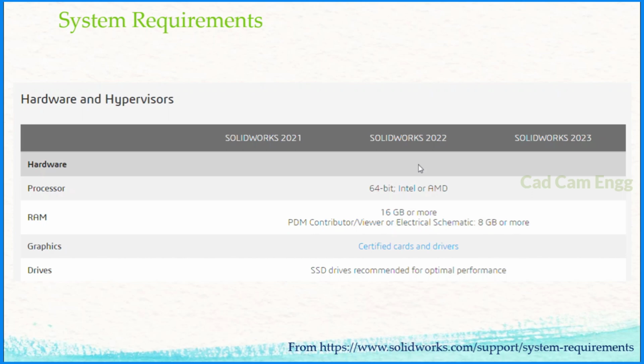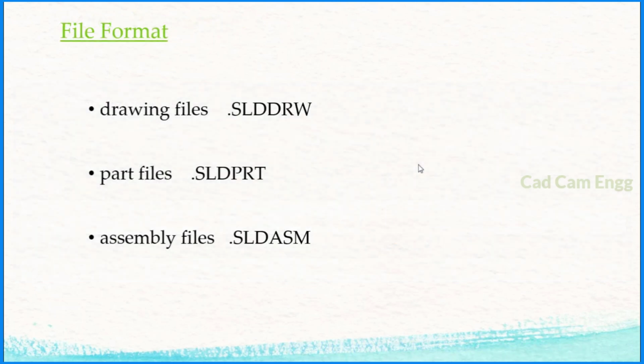But at the same time, you cannot open other software. You can open only SolidWorks, and then it can work without slowing down. We also need a graphics card, minimum 2 GB, and they recommend an SSD drive. Without an SSD it also works, but it is a little bit slow. So these are some basic system requirements for SolidWorks.